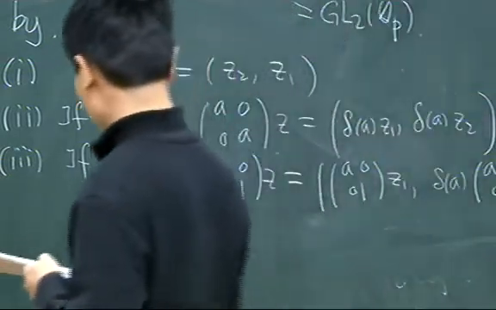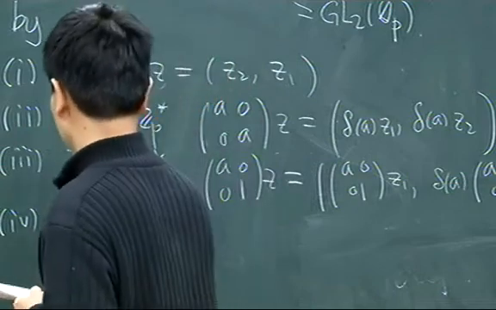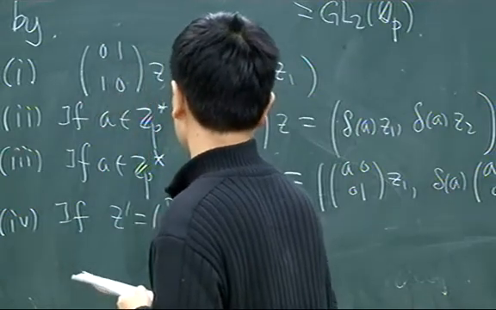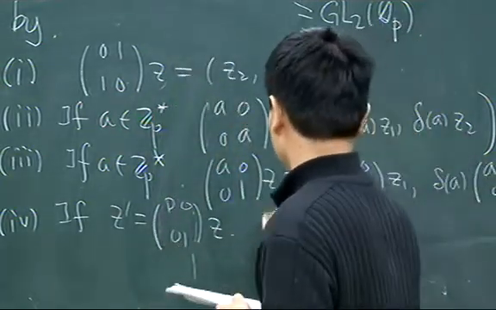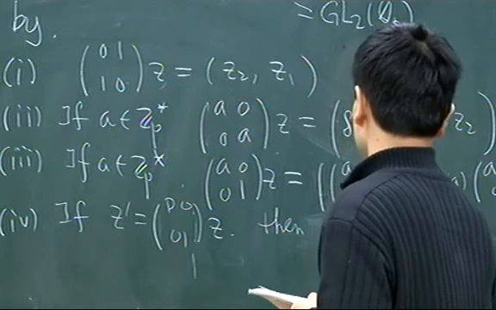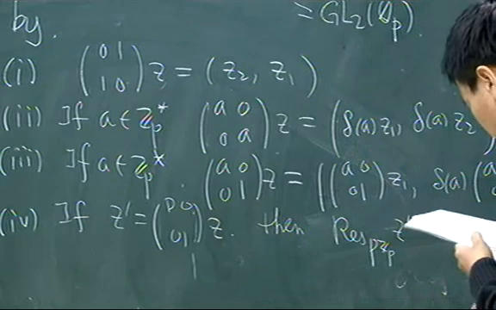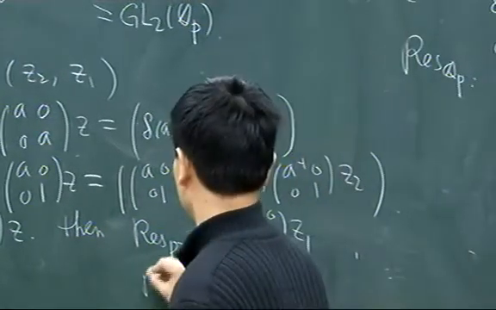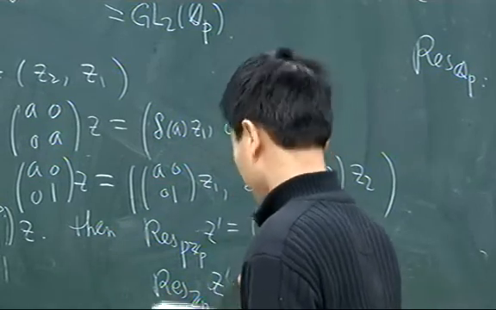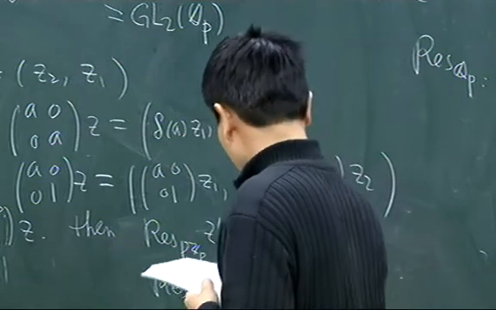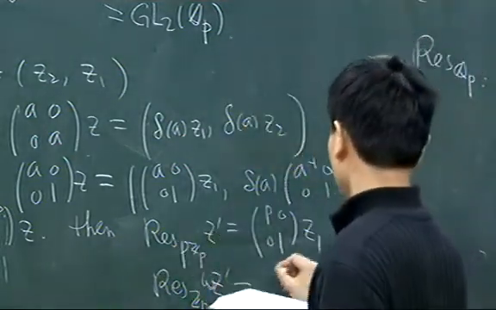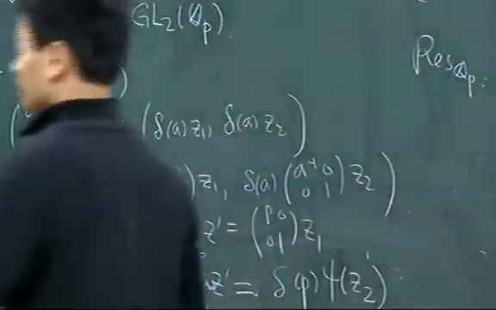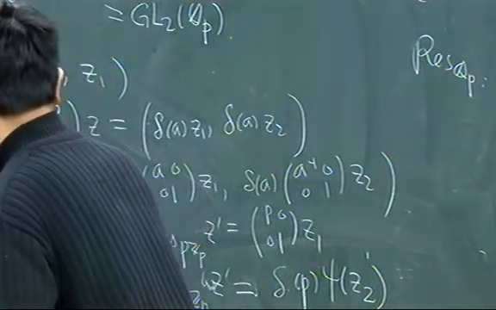So there are two others, then we are done. So B: if Z prime is 1, P001 Z, then the restriction of PZp Z prime is P001 Z1, and the restriction for Zp Z prime, WZ prime, is delta P, and there is psi Z1, Z2.